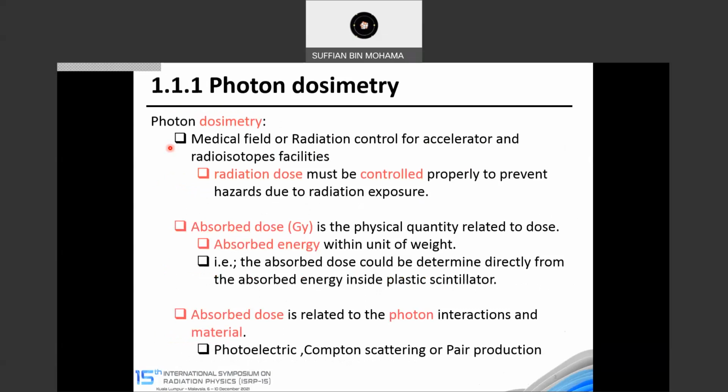In workplaces with radiation generating devices and radioisotopes, such as an accelerator, X-ray tube, and radioactive nuclei, radiation dose must be controlled properly to prevent hazards caused by exposure to radiation. So absorbed dose in the unit of Gray is the physical quantity related to dose, and it is defined as the absorbed energy within the unit of weight. In other words, the absorbed dose could be determined directly from the absorbed energy inside the plastic scintillator. And as we know, the value of absorbed dose is related to the photon interactions and the material.